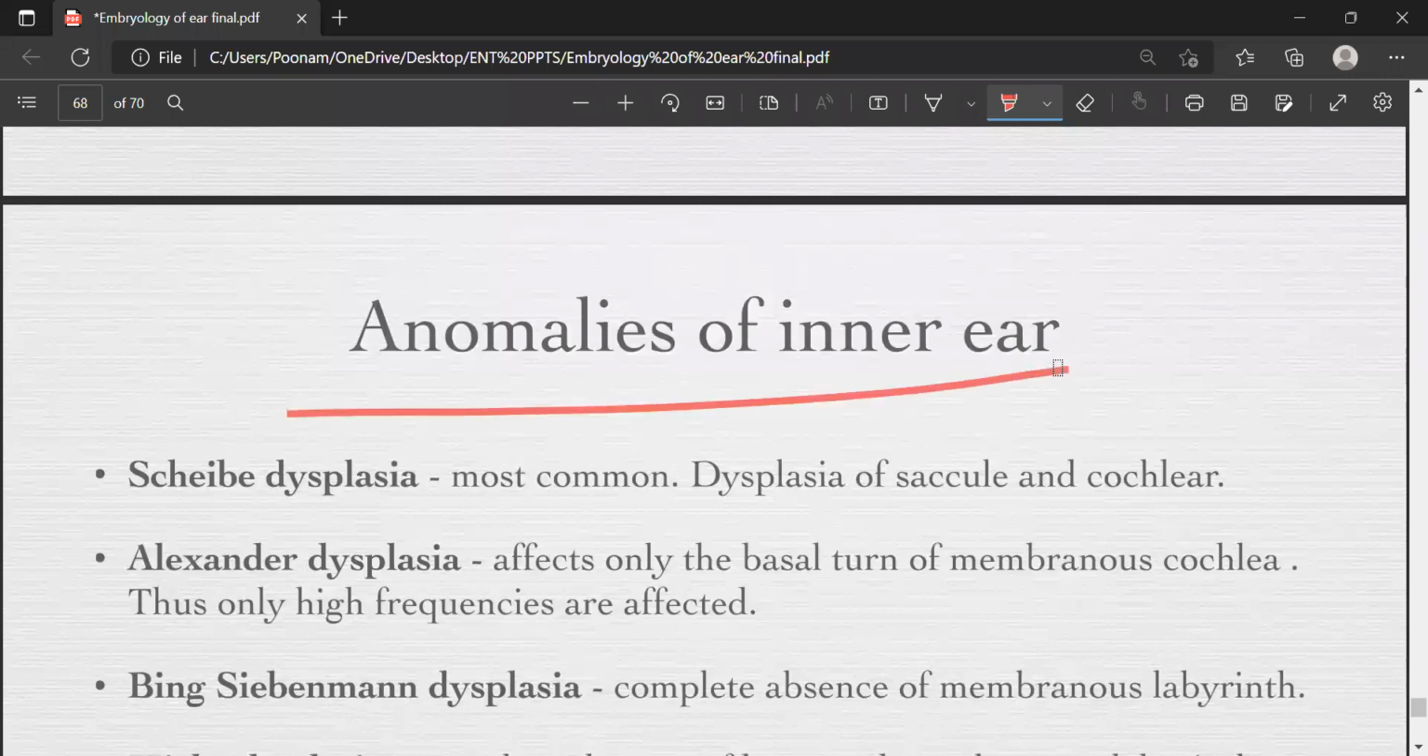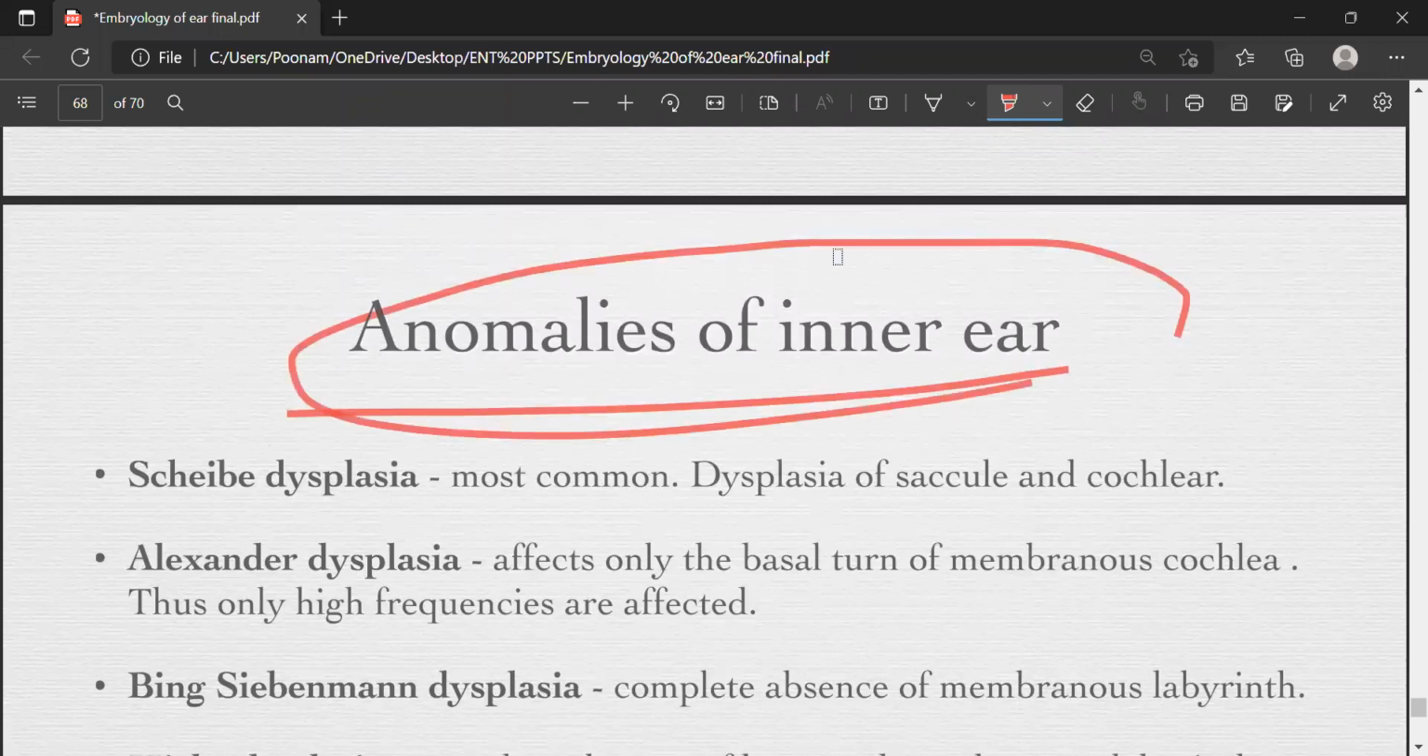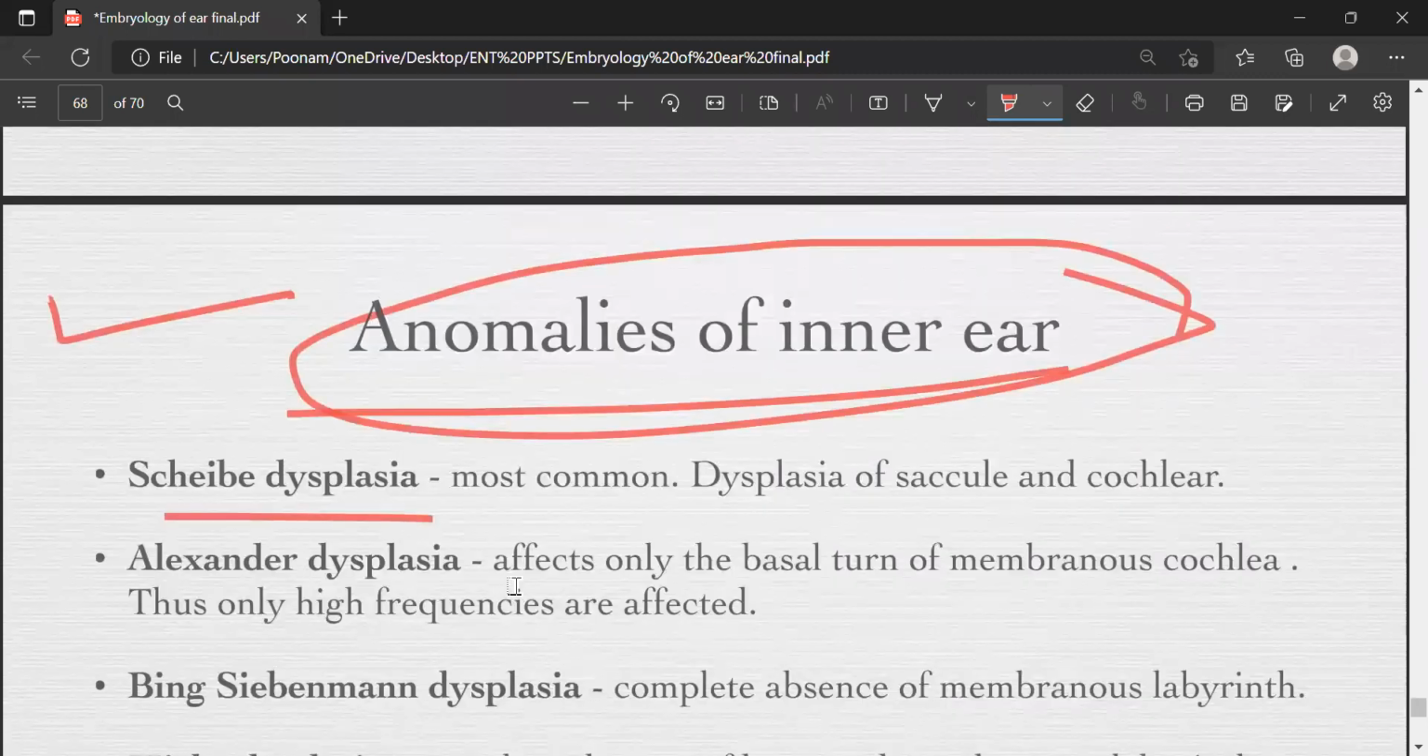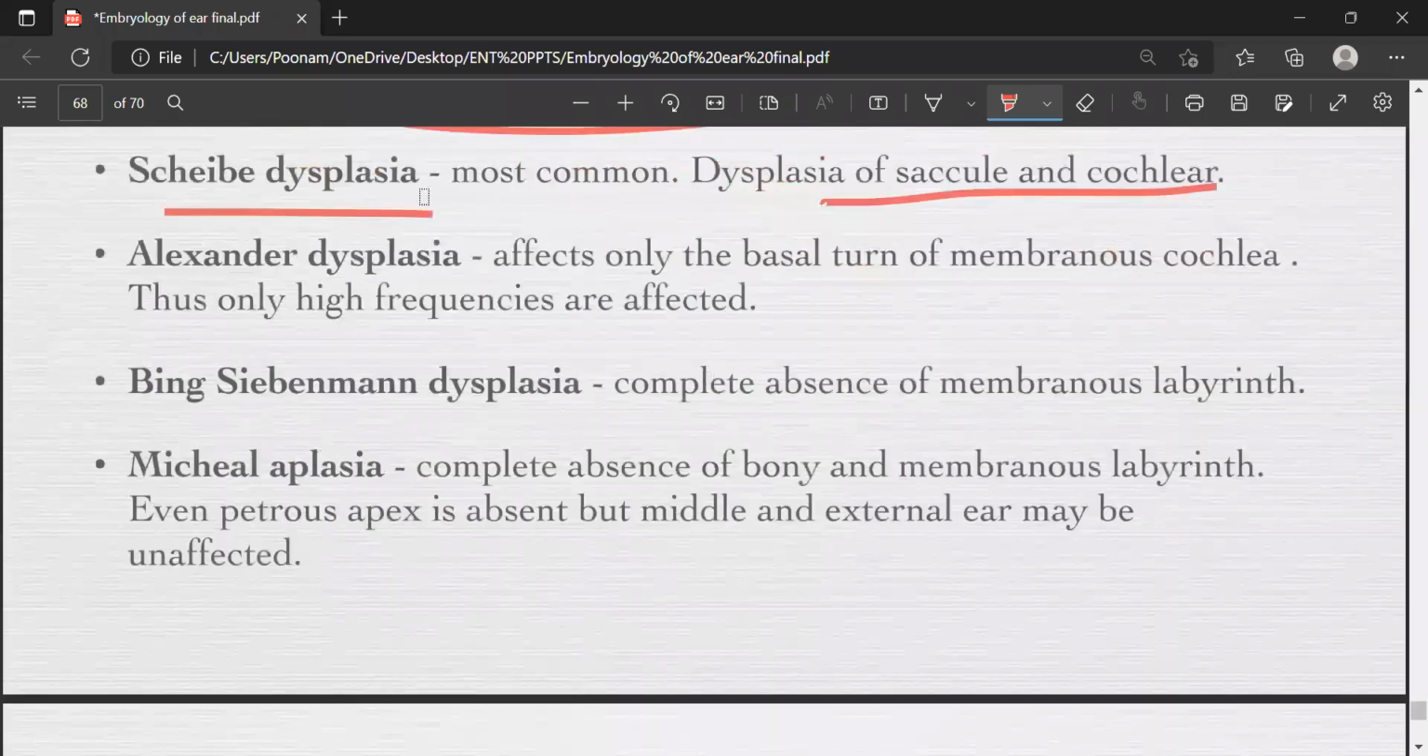Now, a very important portion of the embryology chapter. In the embryology of any system, it is very important that we discuss the anomalies. So now coming to the anomalies of the inner ear, there is Scheibe dysplasia, which is most common. It is dysplasia of the saccule and cochlea. How will you remember Scheibe? SSC, Short Service Commission: Scheibe, saccule and cochlea.